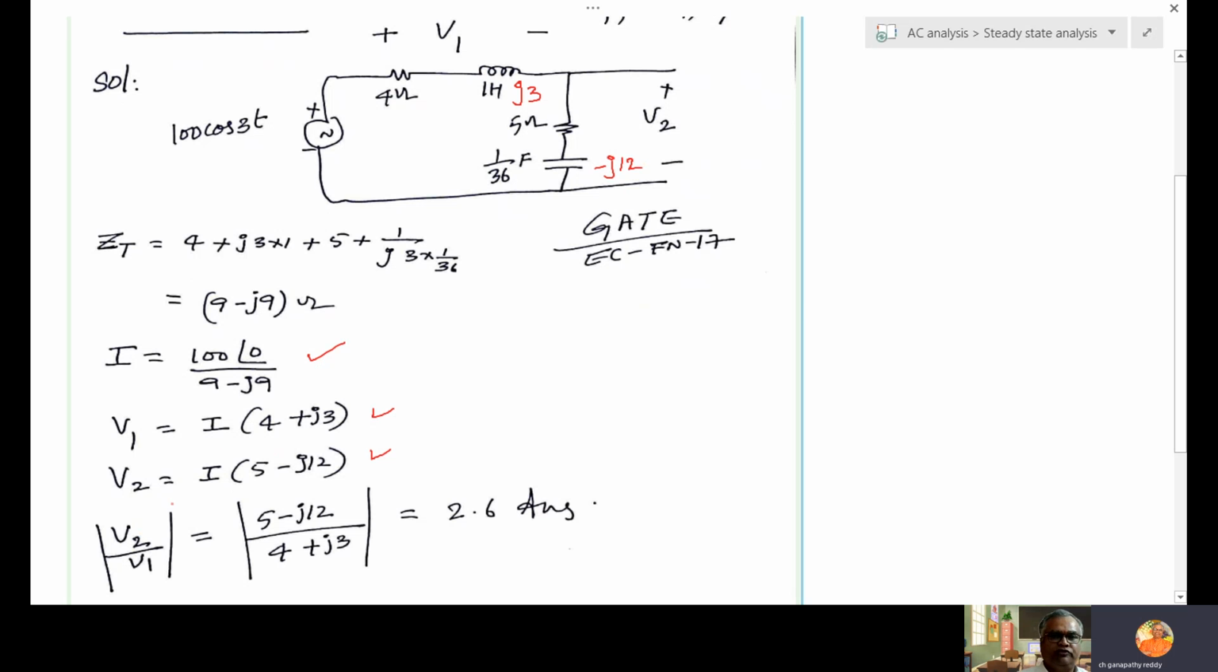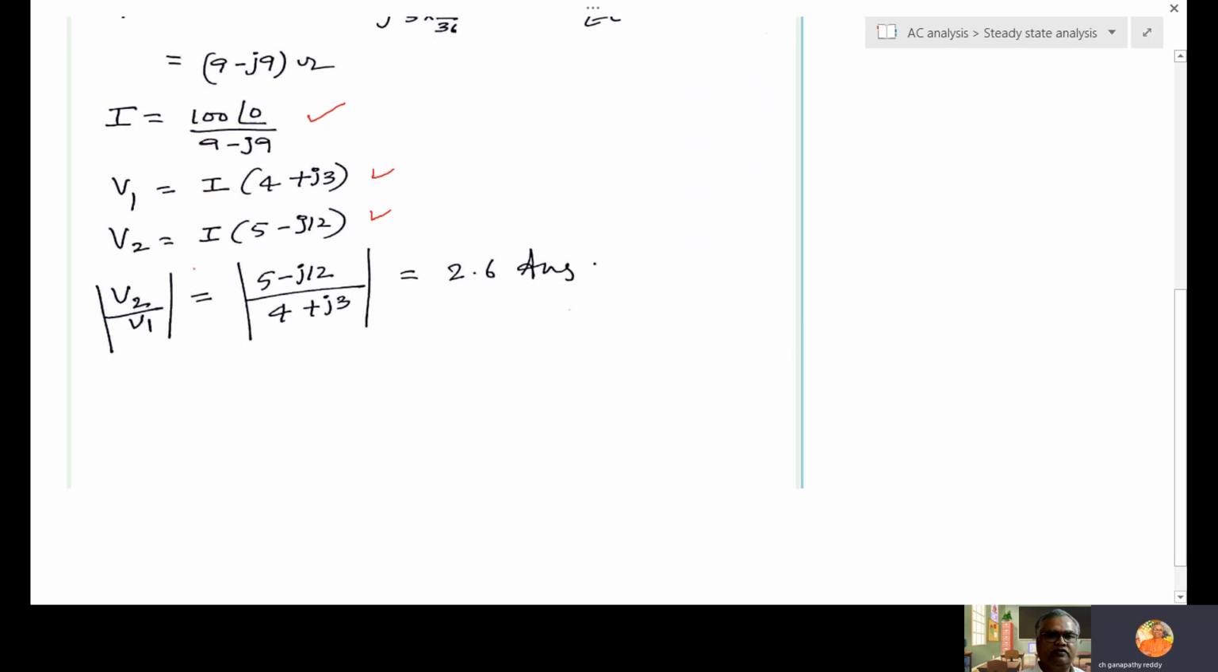And V2 by V1, magnitude only is asked. The current cancels. So magnitude of 5 minus j12 by 4 plus j3. This is the answer. If they ask for the angle, take the numerator angle minus the denominator angle, simplify.